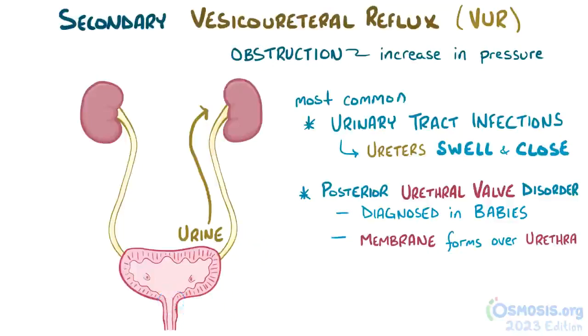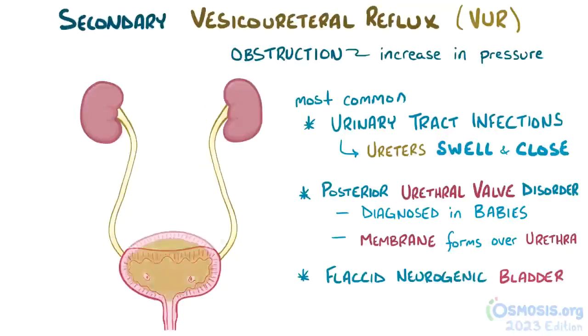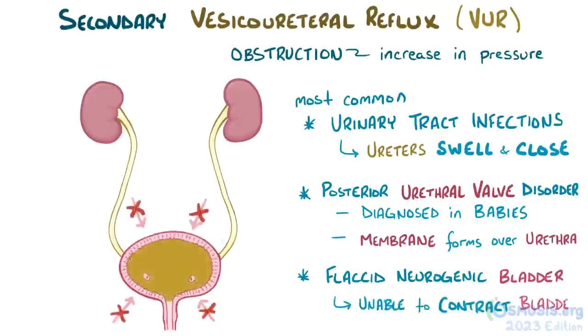Yet another cause is a flaccid neurogenic bladder, which is when the bladder is unable to contract to release urine out of the body, even when a person's consciously trying to release the urine. This most often results from trauma, disease, or injury to the nervous system.